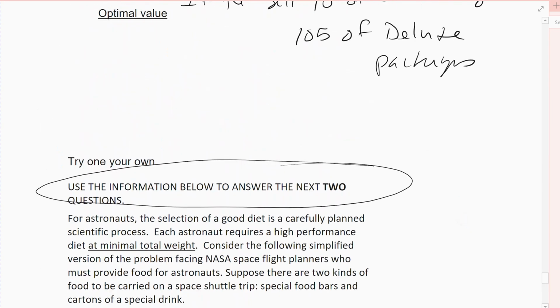Alright, that finishes up chapter 5. Only chapter 4 left to go. We're almost done, and chapter 4 is a very short chapter.